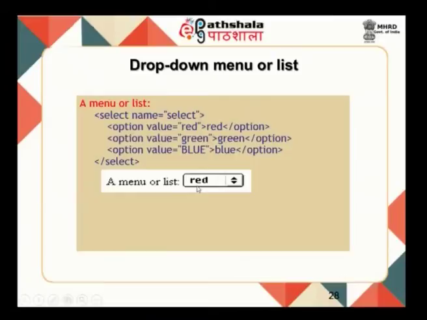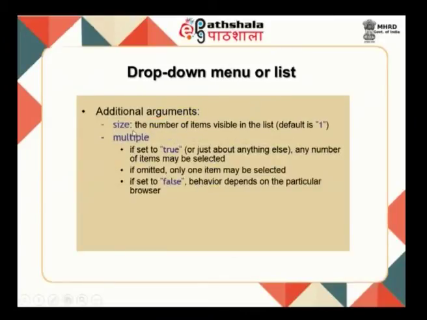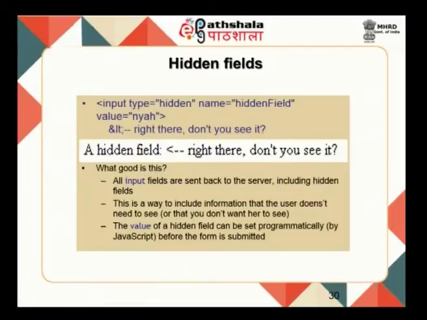If you want to display more than one value, then you can make use of the size attribute, and there is another attribute called multiple. If set to true, then any number of items can be selected. If you omit it, then by default only one item can be selected. If set to false, then it depends upon the browser.